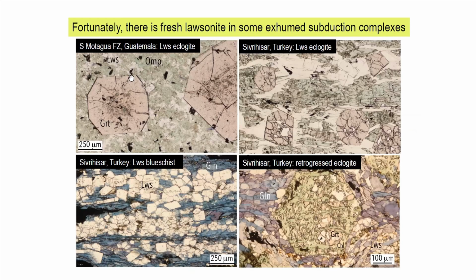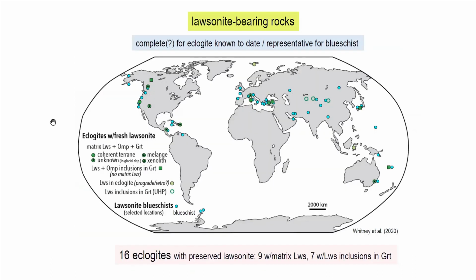And so we've been looking at lawsonite from eclogites and blueschists from different parts of the world, looking at matrix lawsonite, inclusion lawsonite, vein lawsonite, and trying to understand what the composition means in terms of subduction processes. So I believe that there are 16 eclogites with preserved lawsonite, where the lawsonite is at least convincingly, to me, in equilibrium with omphacite and garnet. There may be more, but this is what we've come up with so far.